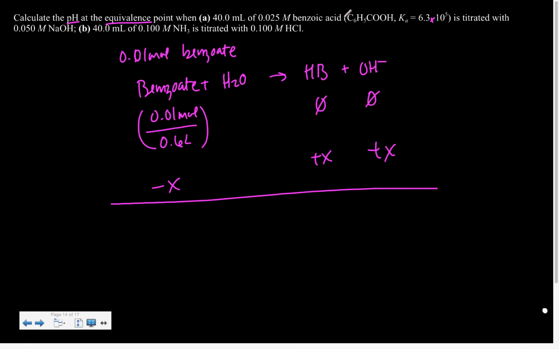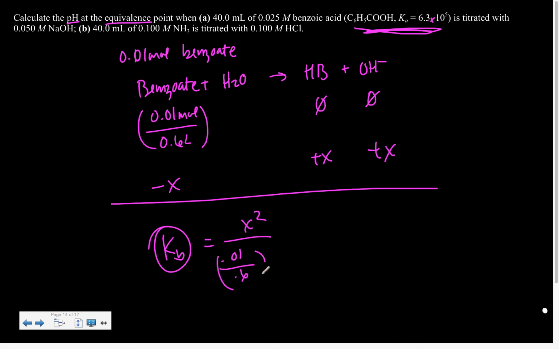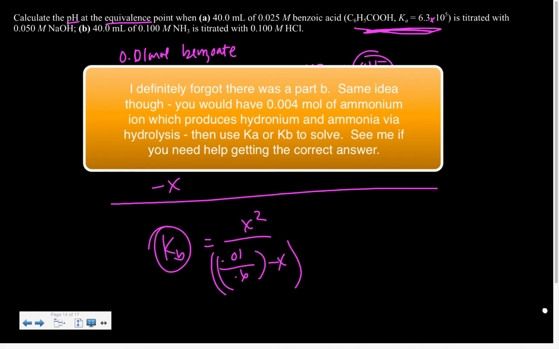Now, really important, this is the Ka of benzoic acid. If I'm talking about the benzoate ion, what do I need to solve for? I'm going to solve for my Kb. So my Kb is going to equal x squared over 0.01 over 0.6 minus x. Then I'll solve for my x, and my x will give me my hydroxide ion concentration, which then via Kw I will relate to my hydronium ion concentration, which I can then use to get the pH. Yes?